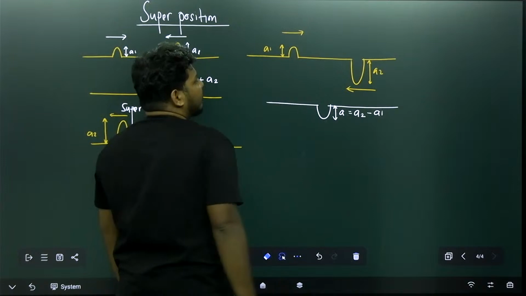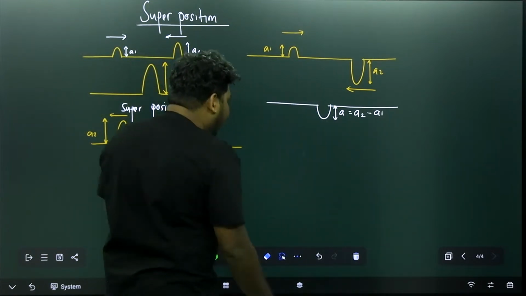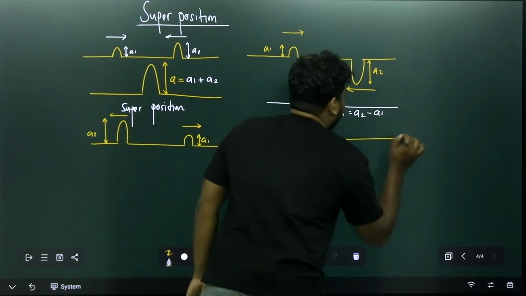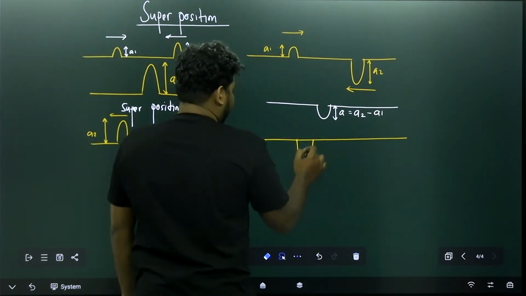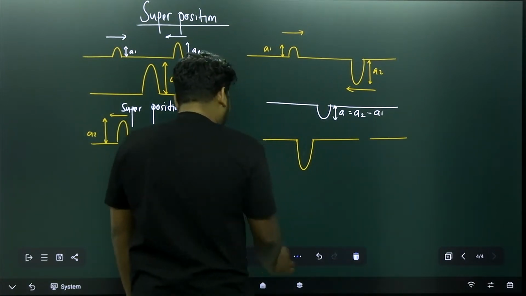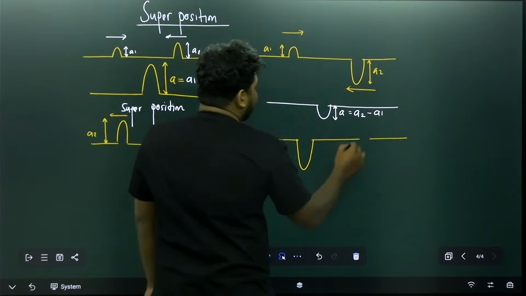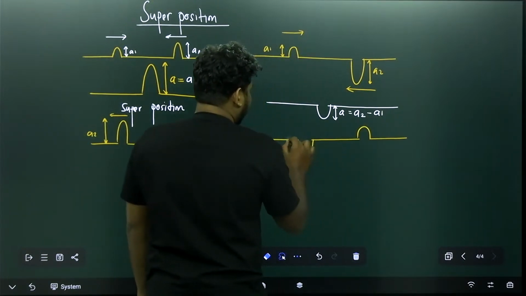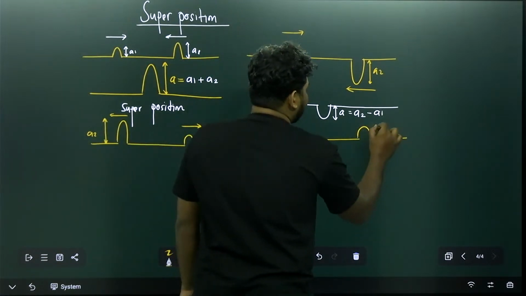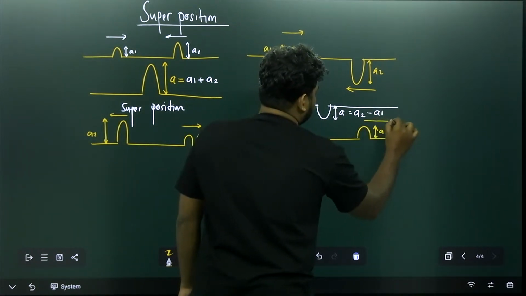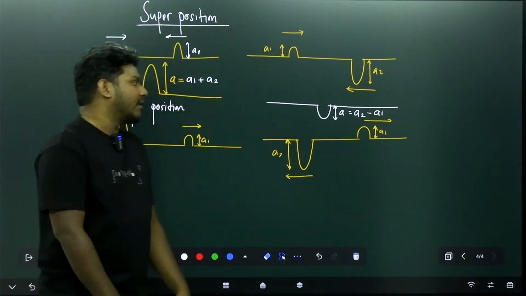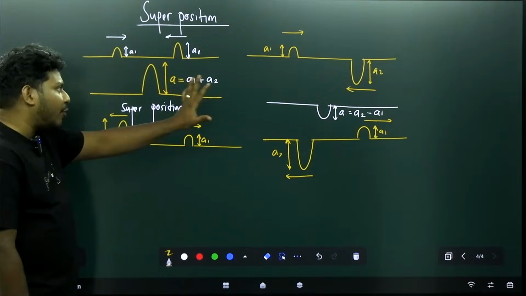So this is how the superposition happens here. After that, they will remain the same. This is A2 and this is A1. After that, each will follow its own way. So this is known as superposition.